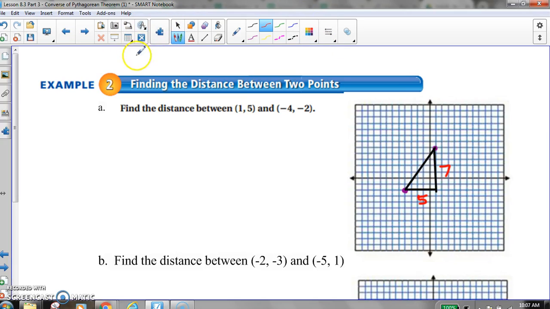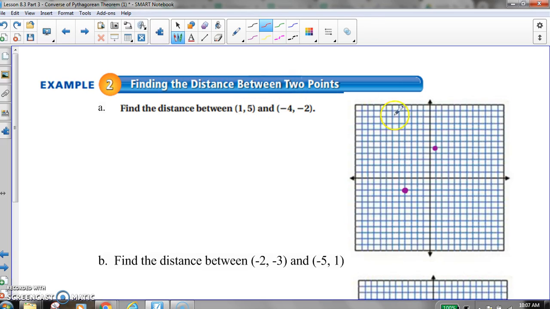Alright guys, the second part of today's lesson is you are actually going to be using Pythagorean theorem to find distance between 2 points. So right now, I'm actually going to delete this out so you can see how to do this to start with. Okay, the very first thing that I want you to do is to plot the 2 points.